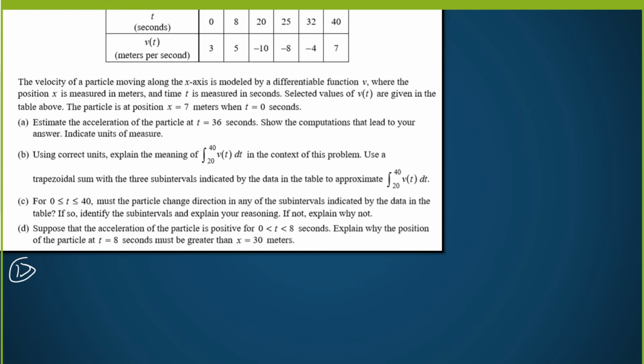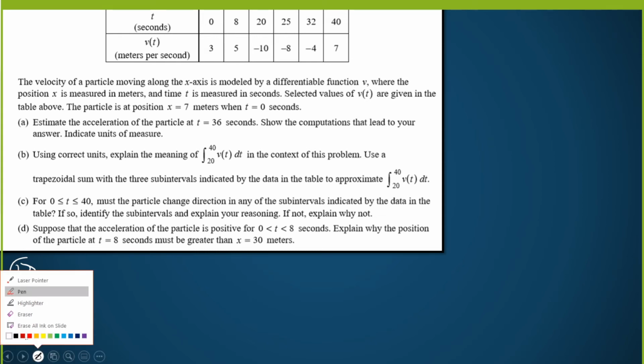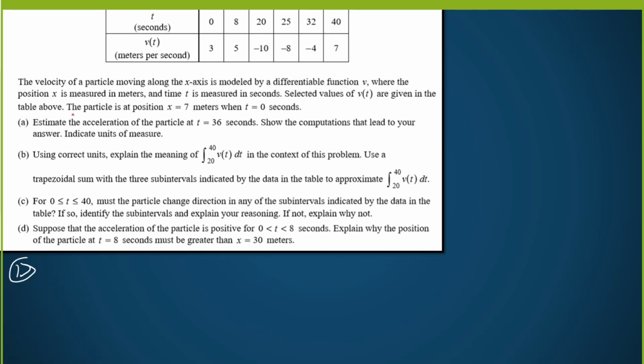If the acceleration is always positive, and we know that the particle's position was 7 when t equals 0, then why does the position at t equals 8 have to be greater than 30 meters?